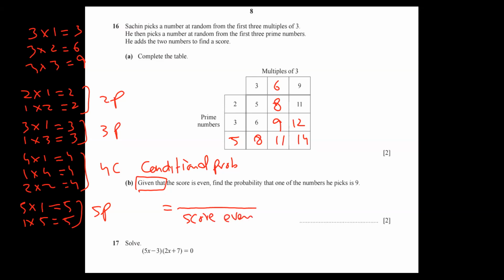So, given that, what is the probability that will go in the denominator? Score is even. So I wrote score is even. Okay, and now read the statement. But you will not just read it, okay, read the statement.